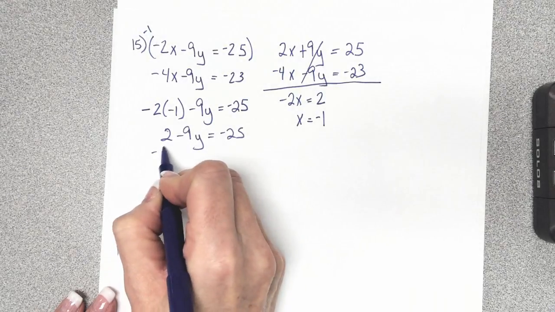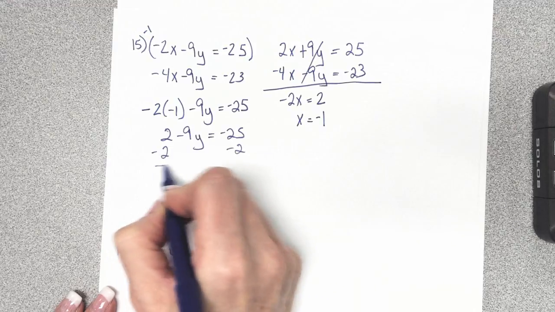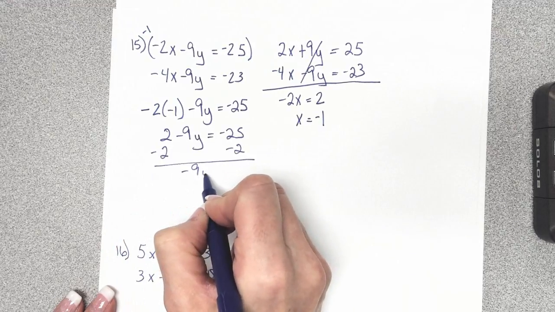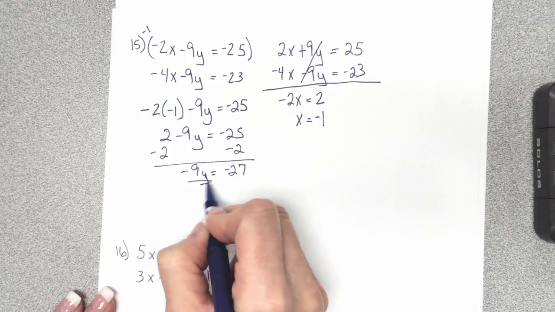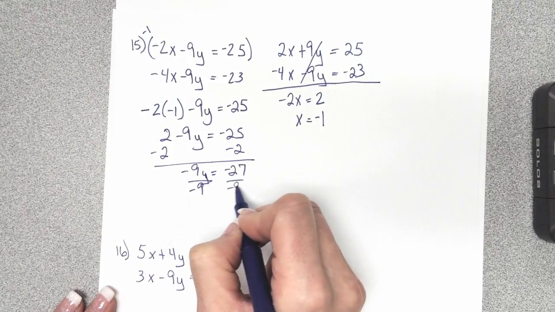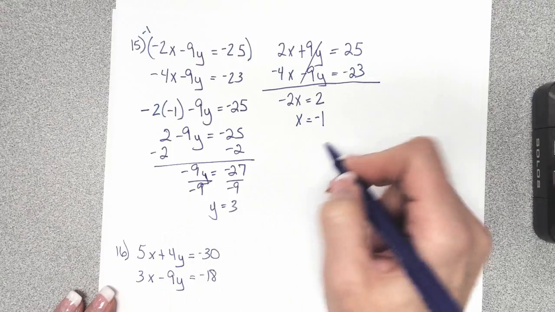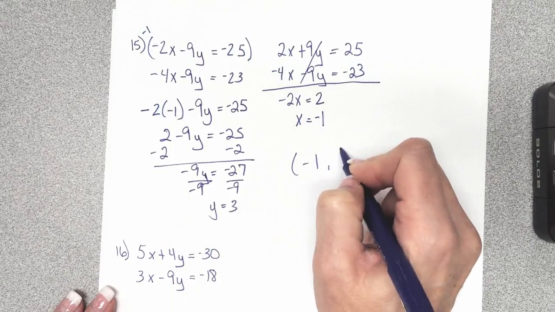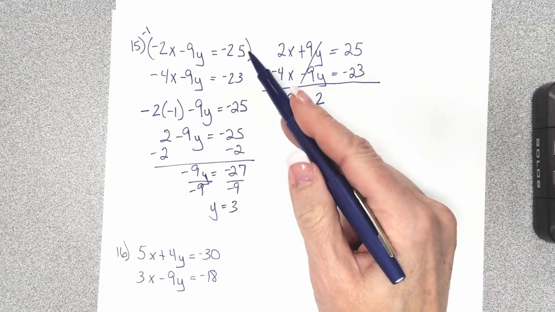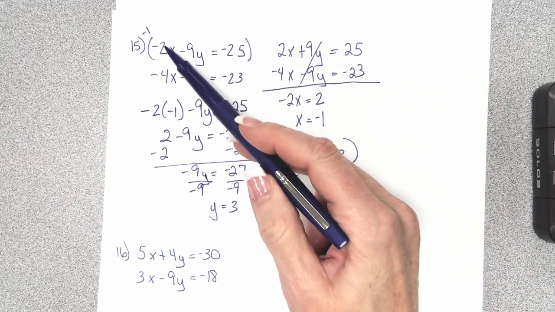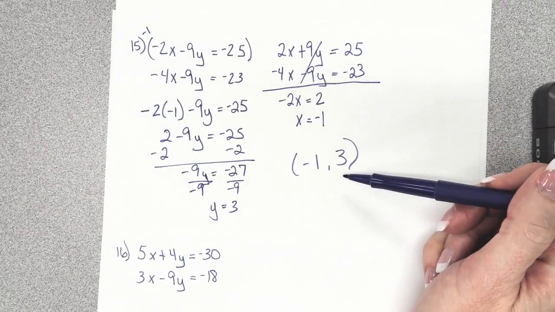So then we do the inverse. We subtract 2. So negative 9y equals negative 27. Divide by negative 9, and y equals 3. So our answer is negative 1, 3. So we just had to multiply one of the equations. And if you had worked on the 2s and 4s, you still should have got the same answer.